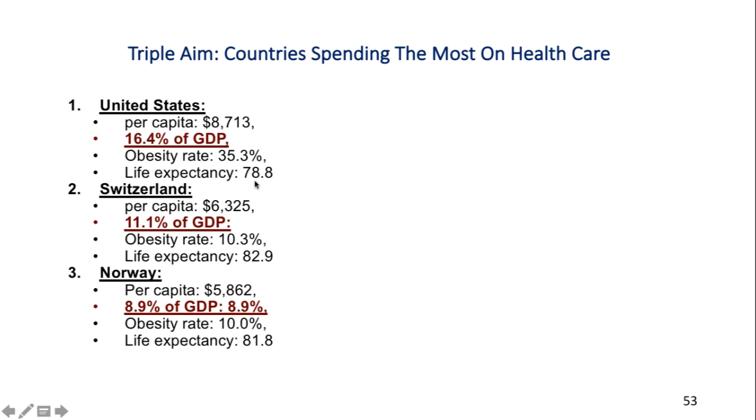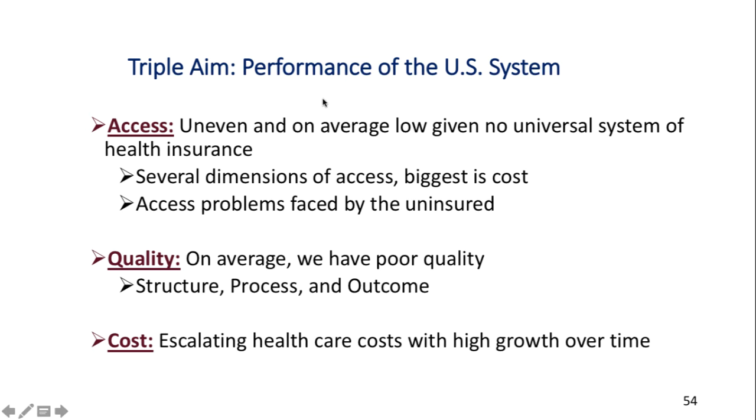Life expectancy in the United States is 79, compared to Switzerland with 83 and Norway with 82. Now, in summary, based on the triple aim, the performance of the United States is not good in terms of access. We have uneven and on average low access, given no universal system of health insurance. There are several dimensions of access, and basically cost is the biggest problem for access to care, and the access problem is faced by the uninsured.